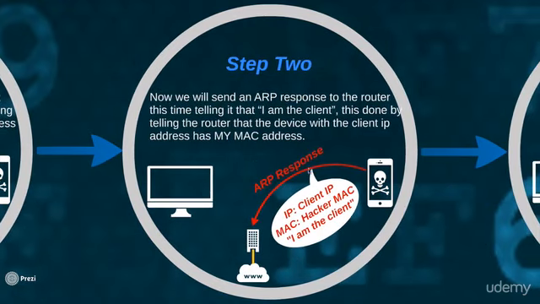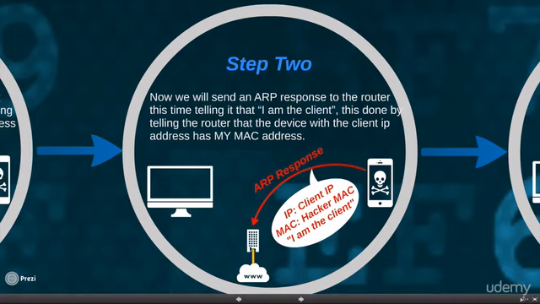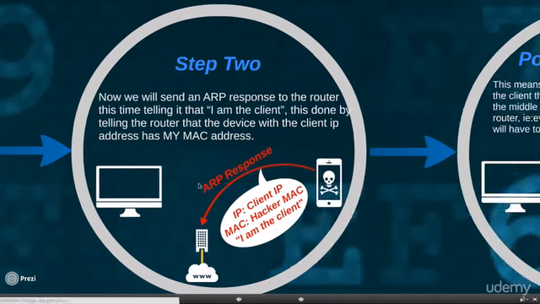Now the next step, we're going to send another response to the router this time, telling the router that I am the target device. So whenever the router needs to send something to this device, it's actually going to send it to me instead of sending it to that device. Again, because it accepts responses and because it doesn't verify what information is there, it's going to accept that and it's going to treat me as this device.